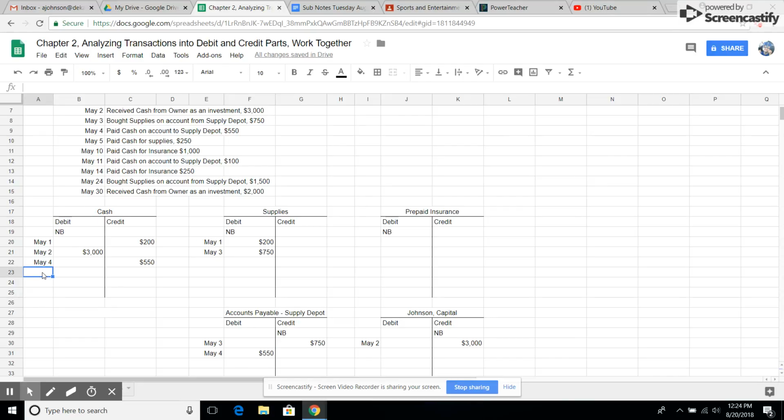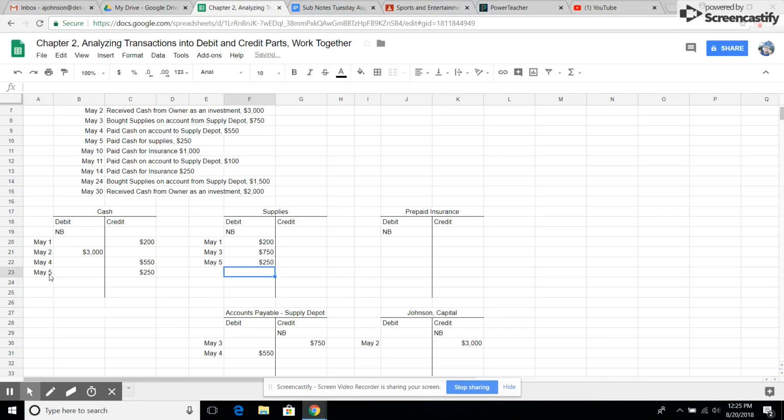May 5th, we are paying cash for supplies, so we're buying supplies with cash. So if we're buying supplies, we are decreasing our cash, so we're going to put this on the credit side, $250, but we are also increasing our supply balance, so that's going to go on the debit side for supplies, $250.